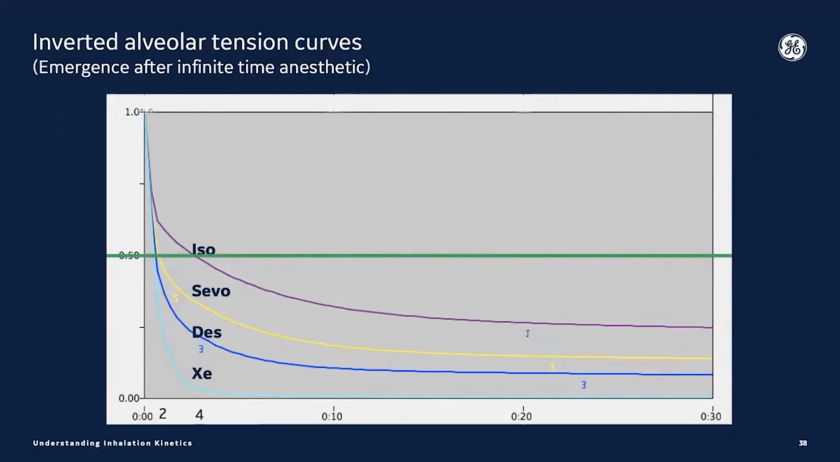With inhaled drugs, we have the same measures that we use for intravenous drugs, and that's we might look at the context-sensitive half time. Well, context-sensitive means here the context was an infinite length anesthetic. The half time is the amount of time it takes the plasma level to get to half of what it was when we started reducing the drug level.